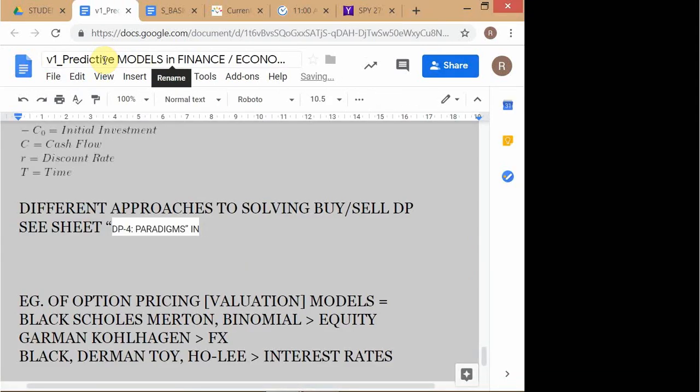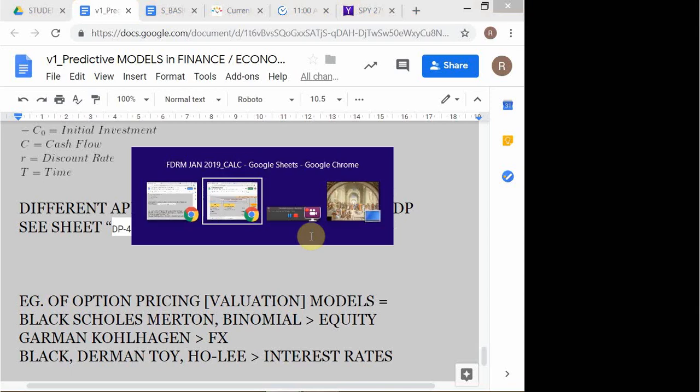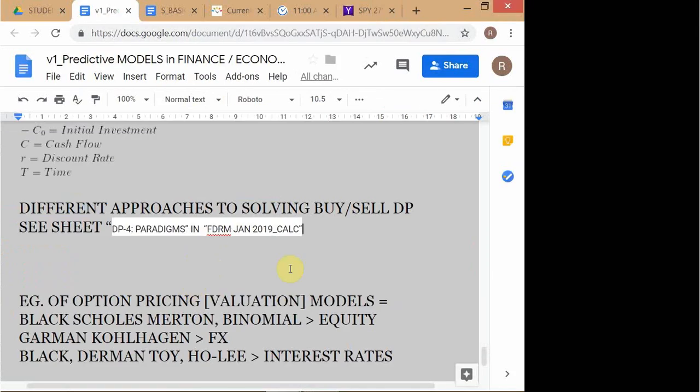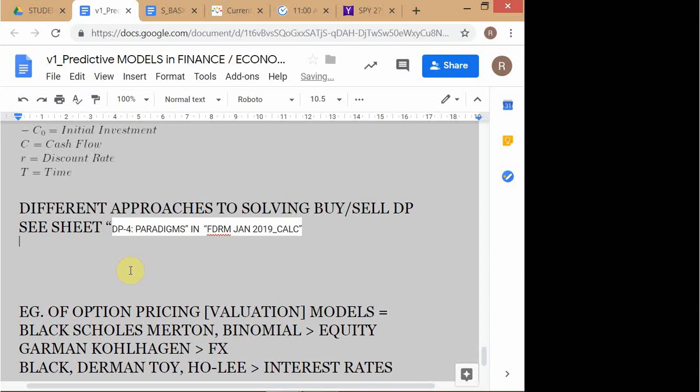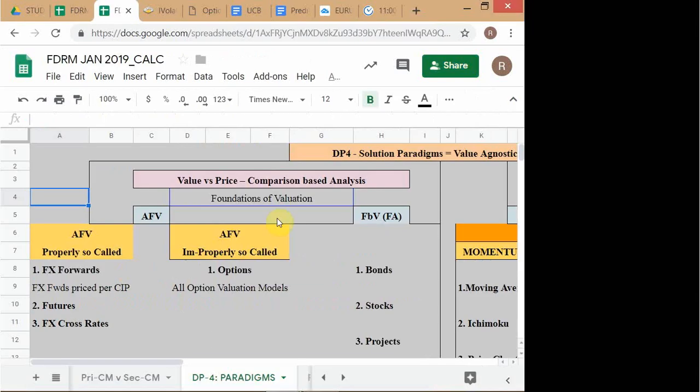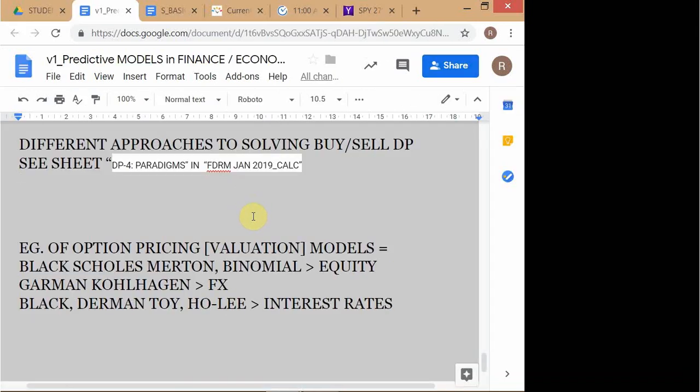This is called spoon feeding. Okay, see sheet DP4 paradigms in this file. And if you want me to spoon feed more, I can hyperlink the file, but I think you can find the file, okay? All right, now all these further discussions are with reference to the sheet and the framework in the sheet, okay? So now we are discussing value versus price, all right?